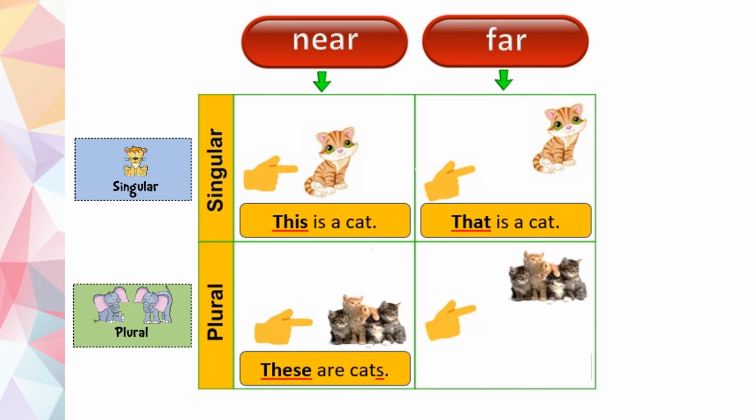And let's say the single cat found some friends and all of them are quite far from you and you are going to refer to the cats. We can use the word those. Those. So the sentence will be, those are cats.